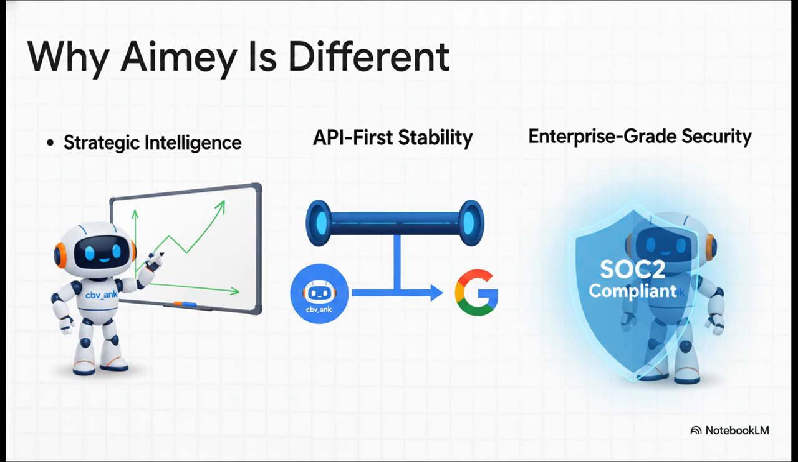So this basically just goes down the list and solves every single one of those risks we just talked about. Instead of that scary hallucination loop, you get strategic intelligence built in. Instead of being dependent on a fragile browser, you get API-first stability, a direct, rock-solid connection. And instead of you trying to be a security expert, you get an enterprise-grade, SOC 2 compliant platform.